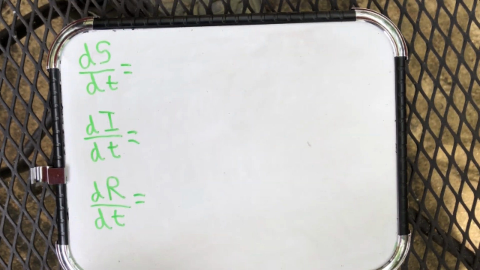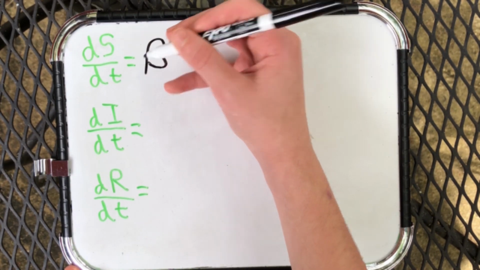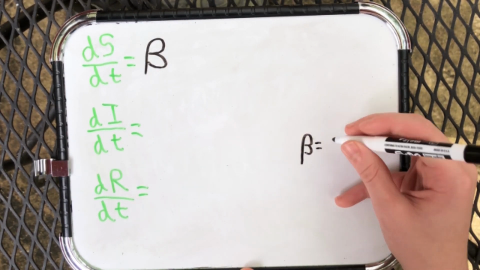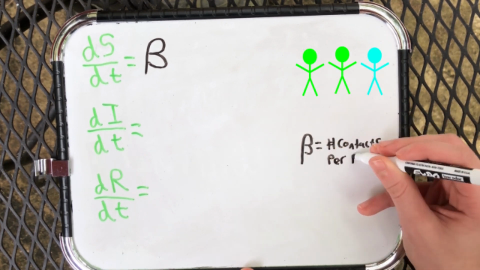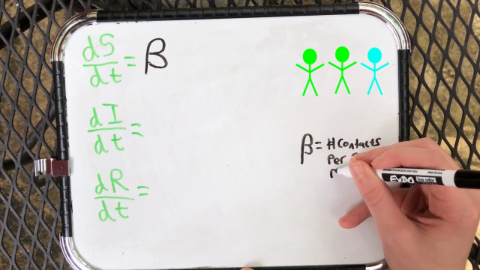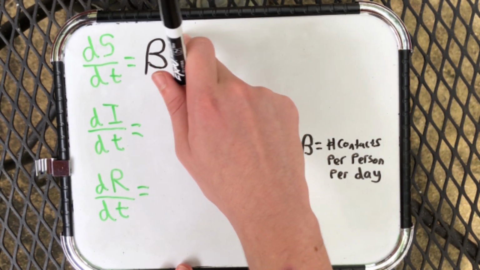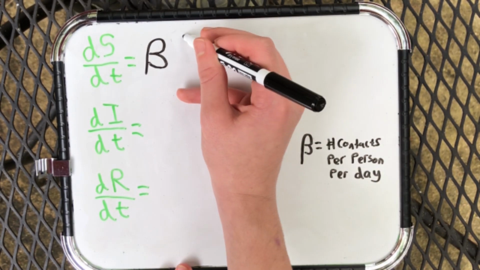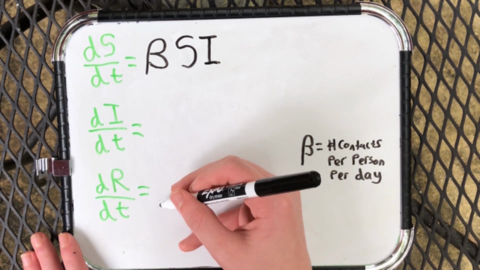We start with three differential equations, which is basically the slope of the lines. One factor in the change in susceptibles over change in time is a constant called beta. Beta is the number of contacts per person per day, and in the stick figure example, beta is 2. Another factor is the fraction of susceptible people times the fraction of infected people. If you have too little of either, the virus won't spread quickly.